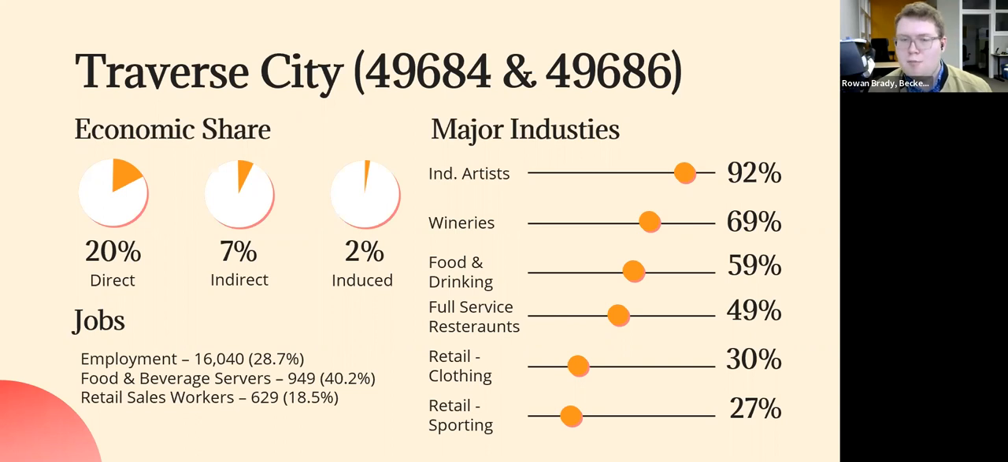An induced economic relationship is the economic production generated by the wages of the workers who are involved in the production chain. So the people who are making the sandwiches and serving the food earn income for doing that job. How do they spend those wages? How does that impact the economy? When combined, the tourism industry accounts for about 28.6% of the entire economy of these two zip codes.